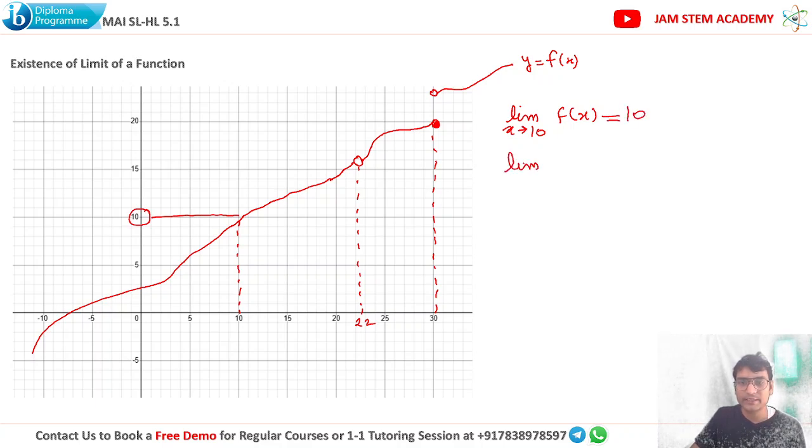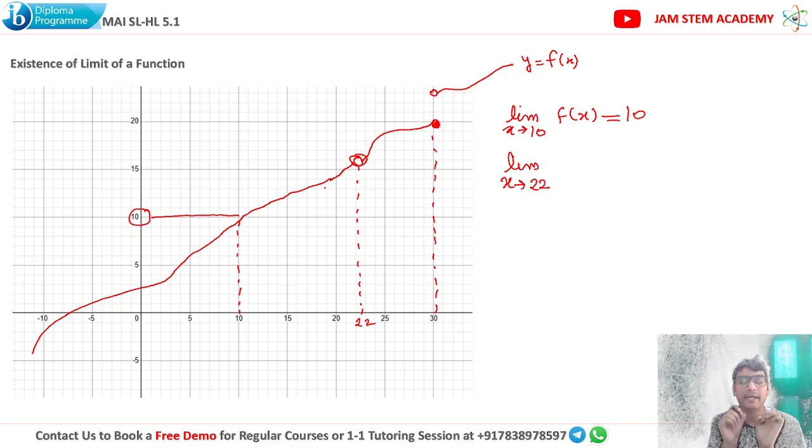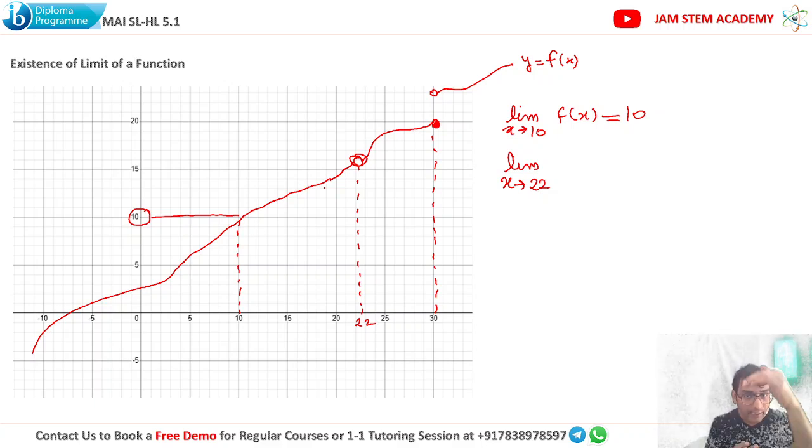Now the second case is if I have to find the limiting value when x approaches 22. As you can see, there is a hole, but the hole is only at 22. In the left neighborhood or the right neighborhood, meaning a value very close to 22 from either left or right, the value of the function y equal to f of x comes out as this number, which is 16. So the value is 16 here.